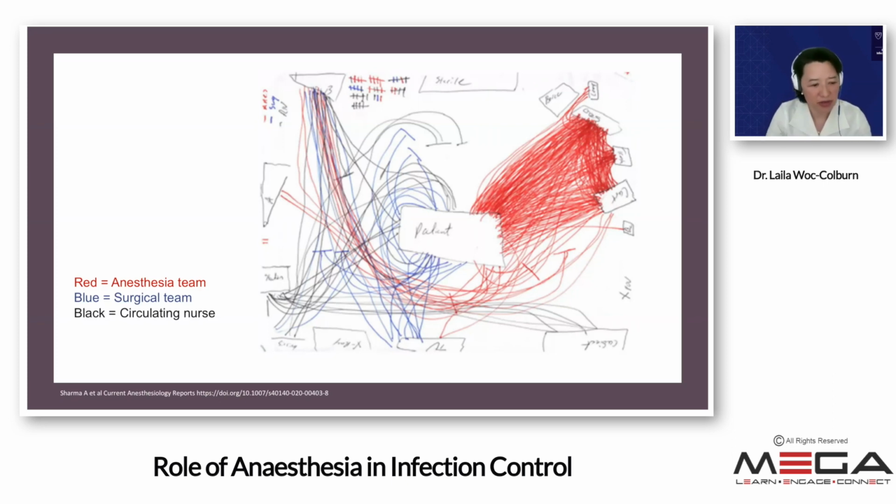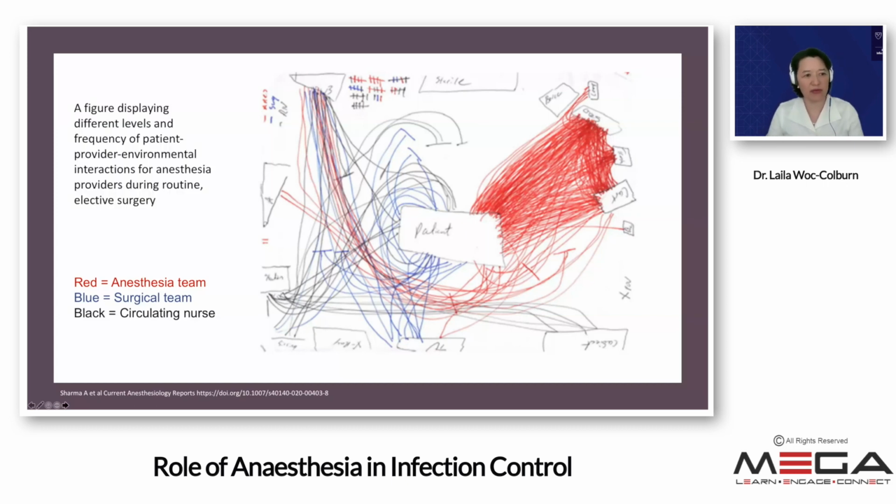So here you can see it's a schematic. You see in the middle a rectangle that says patient. The red lines are anesthesia. The blue line is the surgical team, and the black is the circulating nurse. So this represents a schematic of different levels of frequency of patient-provider environment interactions.